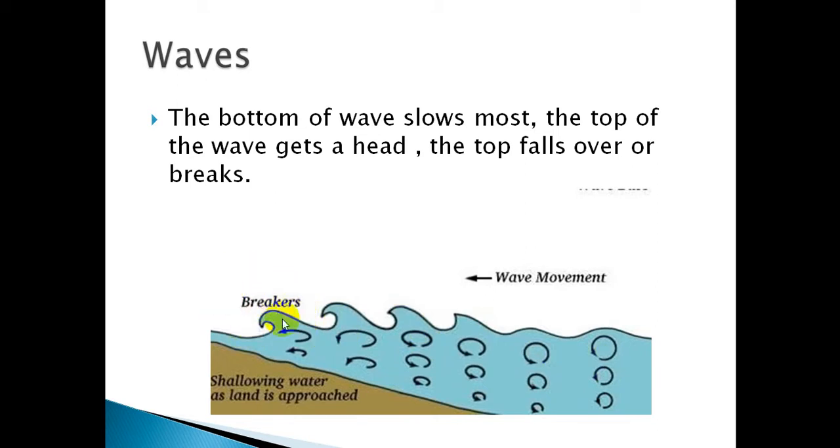Okay, so why do we see this big wave on the beach? Because as the water moves forward, the water down slows down while the water up goes fast, and that's why the upper part of the water grows bigger and then breaks down.